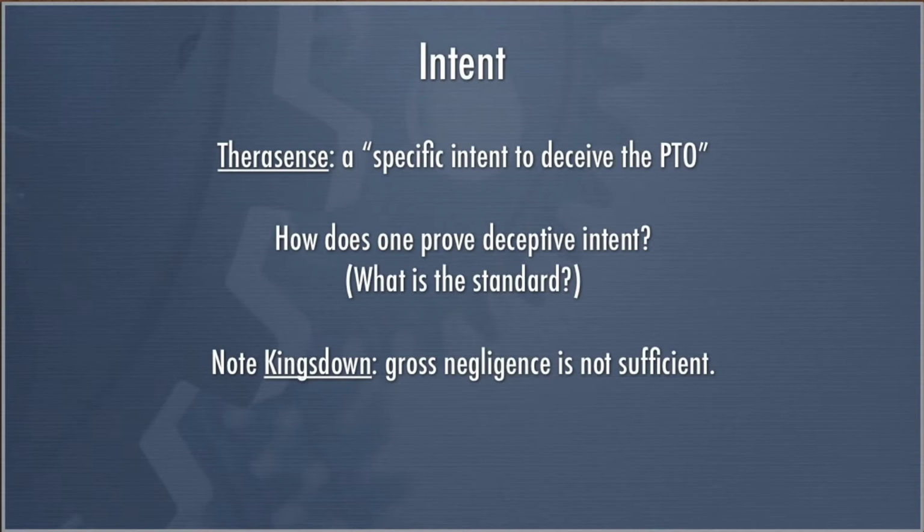The court in Therasense says, because direct evidence of deceptive intent is rare, a district court may infer intent from indirect and circumstantial evidence. However, to meet the clear and convincing evidence standard, the specific intent to deceive must be the single most reasonable inference able to be drawn from the evidence, right? So it's a clear and convincing evidence standard, and you can use circumstantial evidence, you can infer from the facts and circumstances, but the inference has to be the most reasonable inference involved, right?